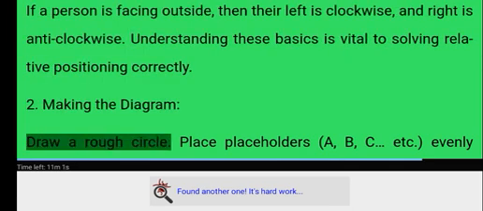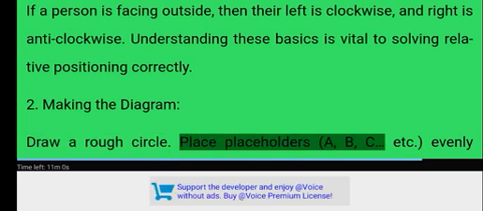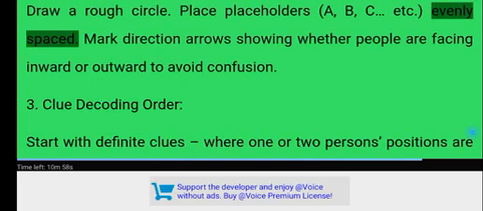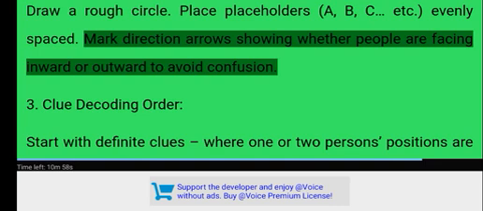2. Making the diagram. Draw a rough circle. Place placeholders A, B, C, etc., evenly spaced. Mark direction arrows showing whether people are facing inward or outward to avoid confusion.